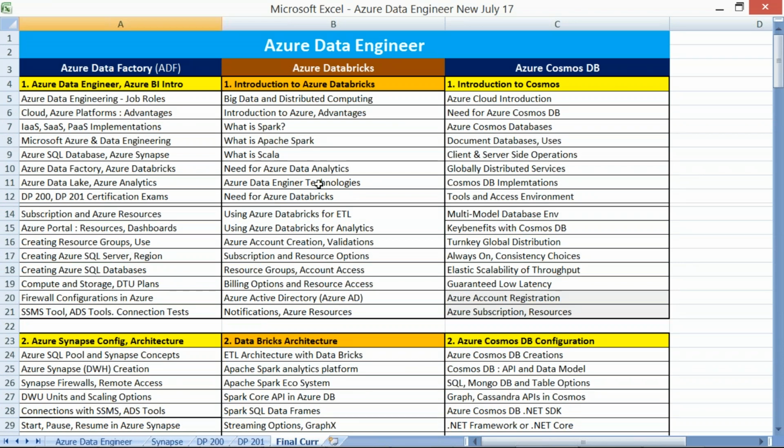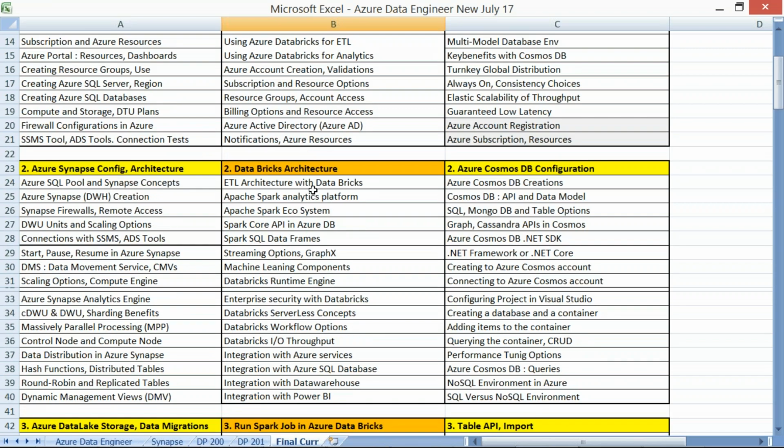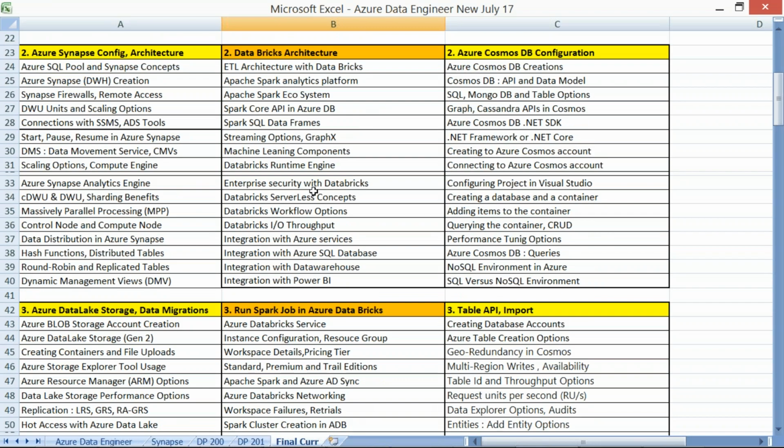In case you are looking for the complete data engineer, you additionally have 20 more chapters, 10 for Databricks, 10 for Cosmos. Databricks is mainly for ETL that works on open source called Spark, internally built with Scala. So we get the codeless components in Azure with the complete architecture.